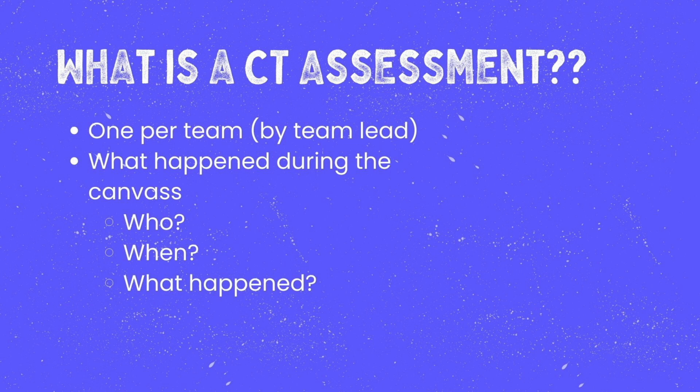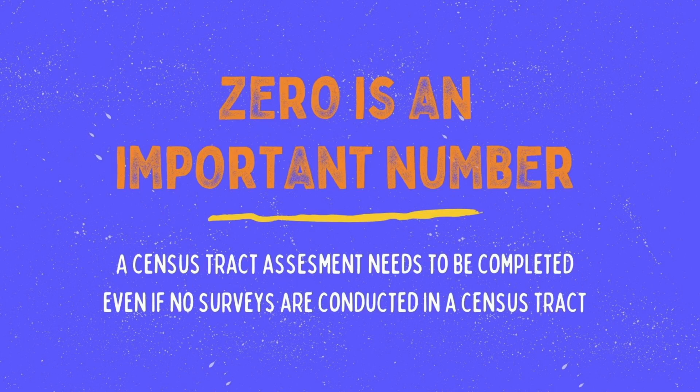A census tract assessment is basically the who, when, and what happened as you're canvassing a census tract. You will respond to questions that tell us who was on your team, how many gift cards or surveys you may have done, anything that you weren't able to cover for reasons of time or safety, if you believe that a census tract should be revisited later, or any other notes that you would like a team lead or someone to know. This is a place where you can make a note if there were any gift card discrepancies or anything else of that matter.